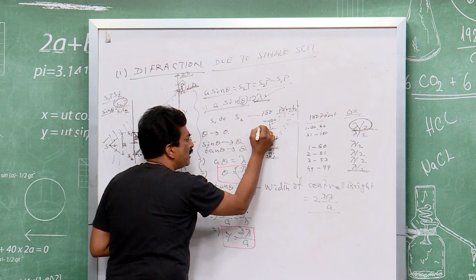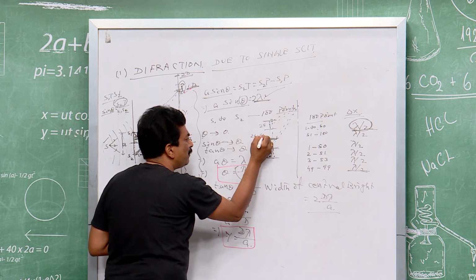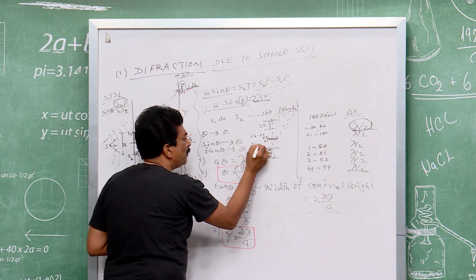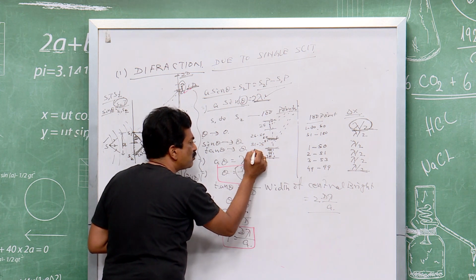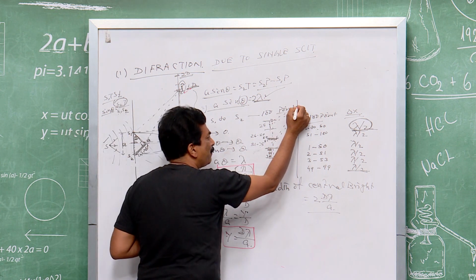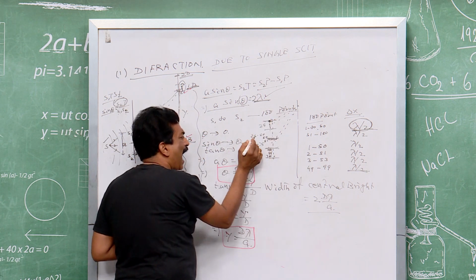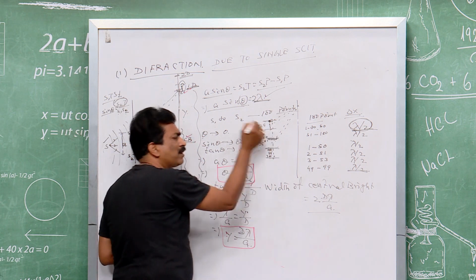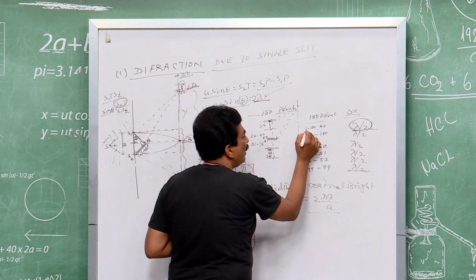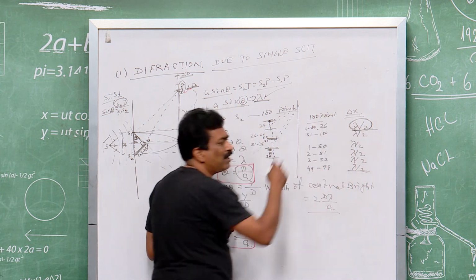From this to this will be 1 to 25, from this to this will be 26 to 50, from this to this will be 51 to 75, from this to this will be 76 to 100. And where they are meeting, the first one of the first slit and the 26th of the first slit, from first to 26th the distance will be lambda by 2.